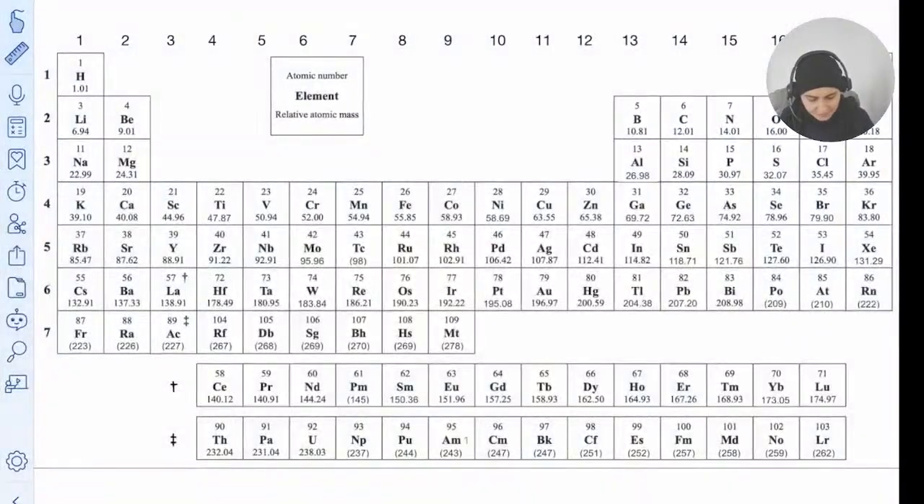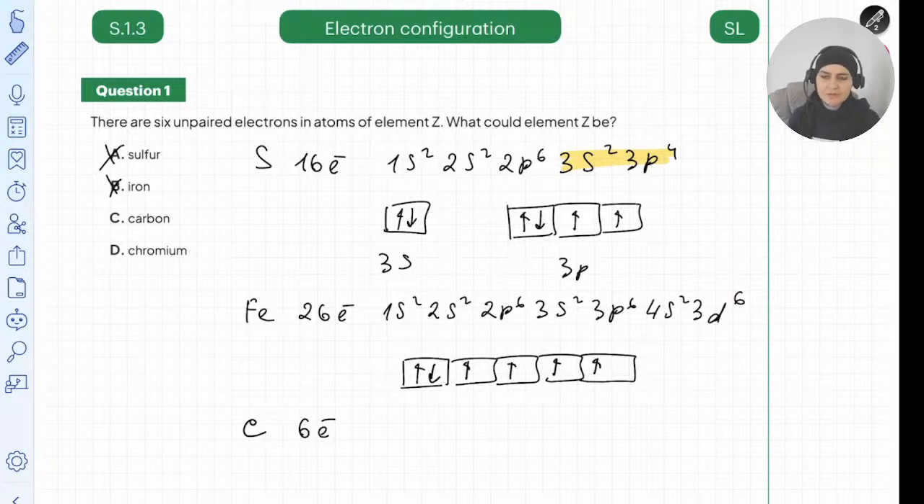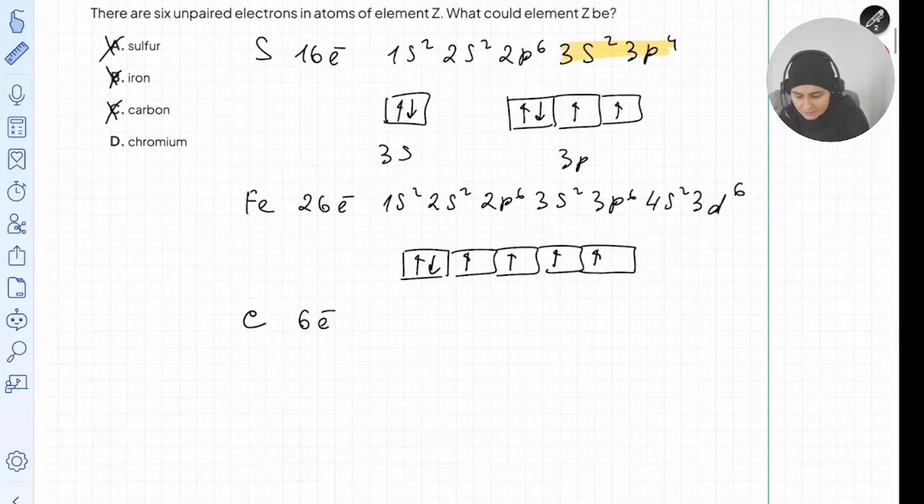Carbon. That's a one minute question, right? Remember, carbon has 6 electrons. Well, that's not even an option, because for 6 electrons you can't have them all unpaired. So not C, I'm not even checking. I wouldn't check A either. Maybe I would have checked iron, but to save time, A and C I wouldn't check in the exam. Chromium, yeah, so it must be chromium.